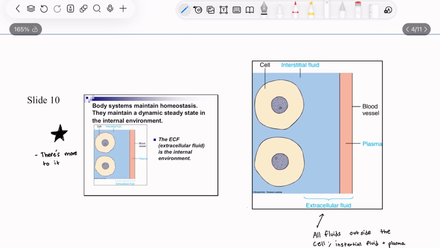Okay, body systems maintain homeostasis. They maintain a dynamic steady state in the internal environment. The ECF, or the extracellular fluid, is the internal environment. Now, there's more to it, but it's kind of difficult for me to explain, so I'm just going to play a video right here explaining what the ECF is.